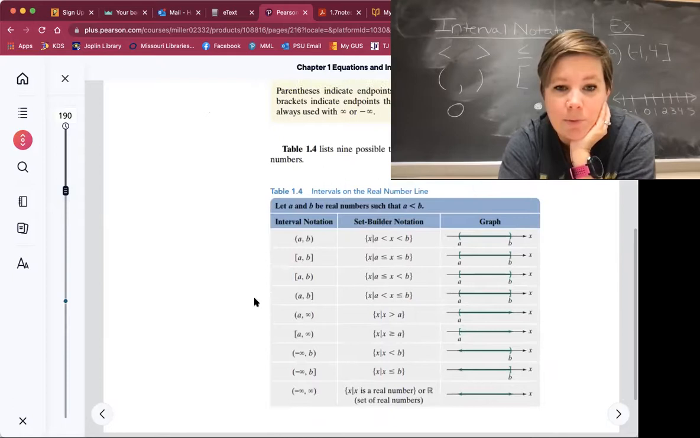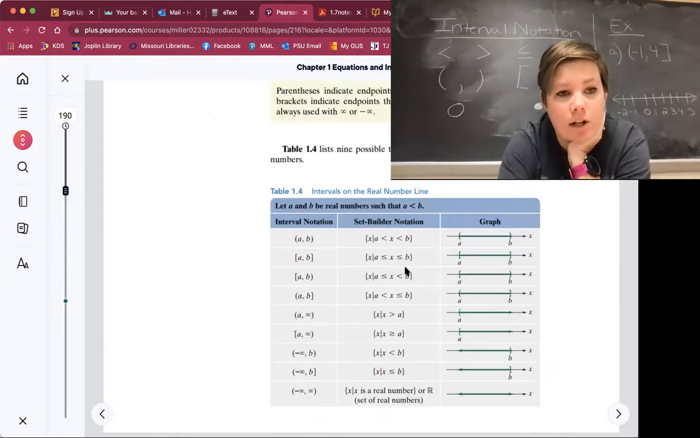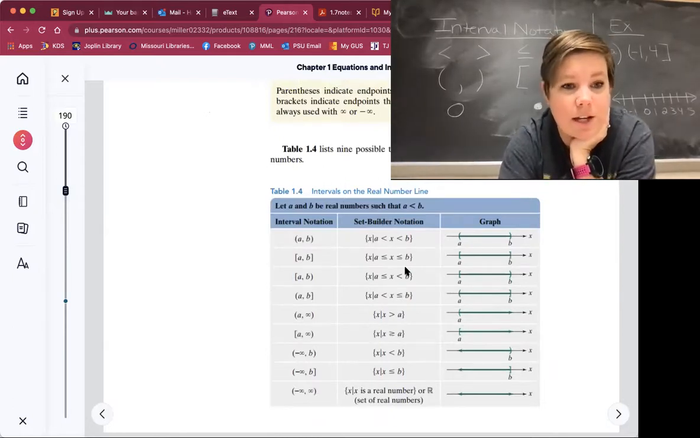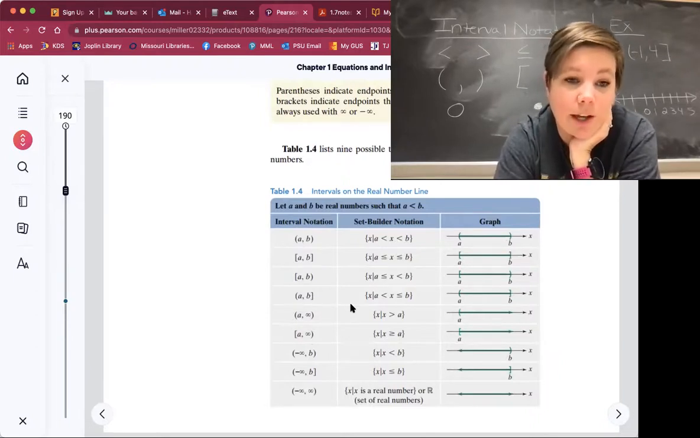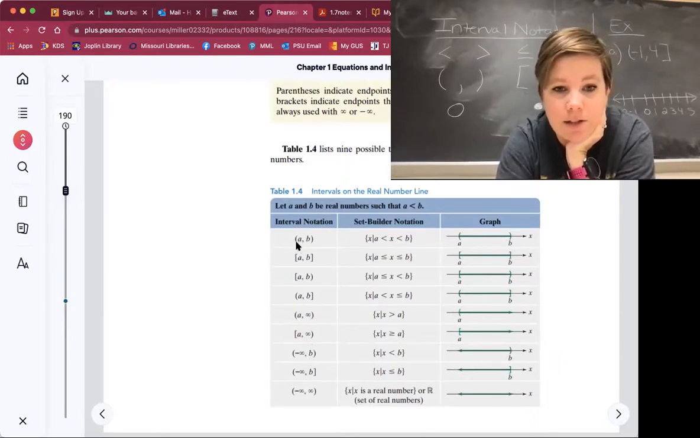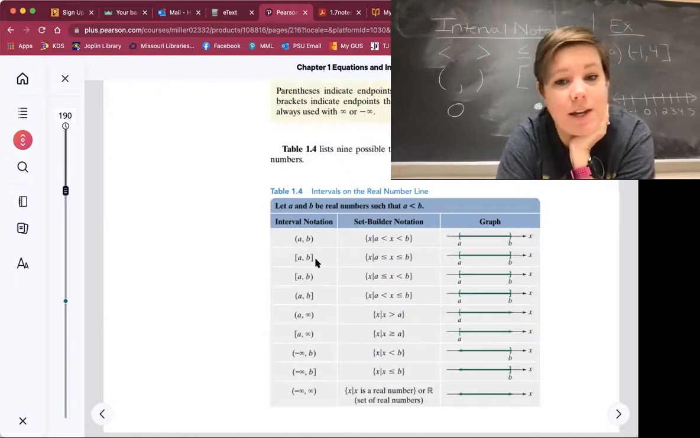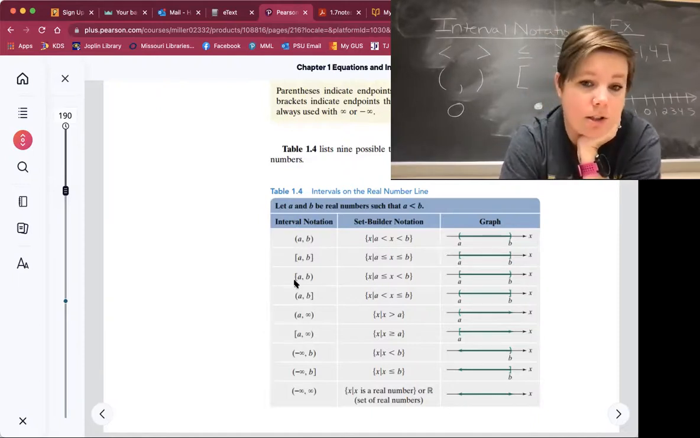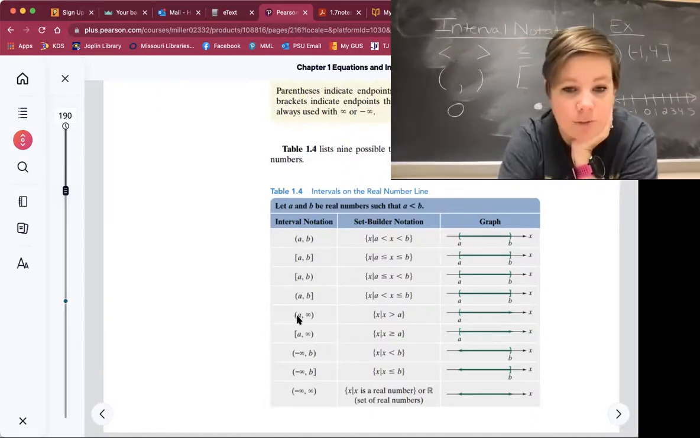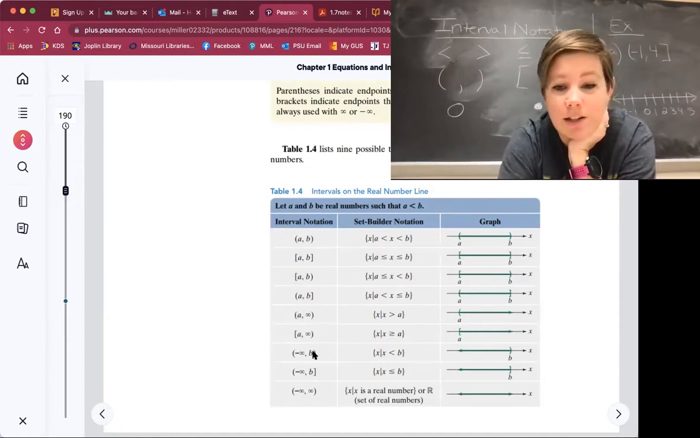But it's really this table 1.4, which I also include in the Canvas site under your notes for this week. I include this table because this one shows you every possible example that you're going to encounter. It has the interval from A to B where you don't include A or B. It has where you include both A and B, where you only include A, where you only include B, where you go from A to positive infinity. It's just got every possible solution that you could have.